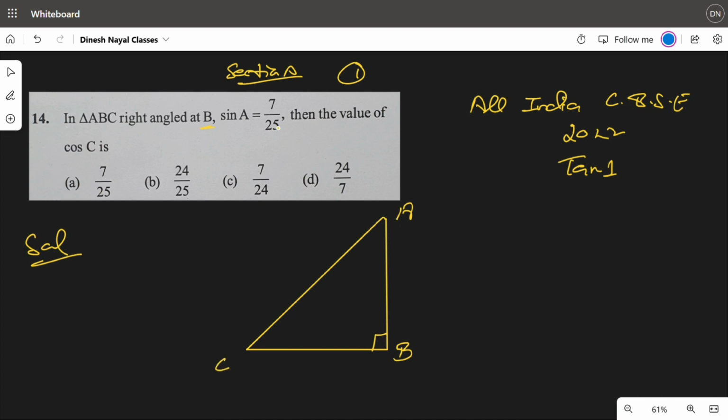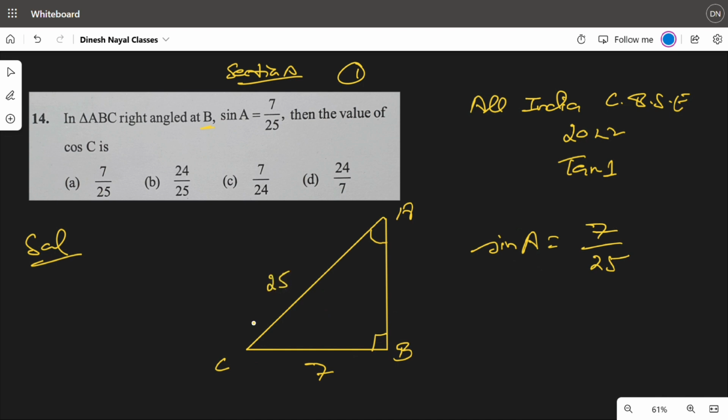We have sine A equals 7 by 25, and we need the value of cos C. Now see, they have taken a different angle, sine A. When you are taking this angle, we know that AC will be the hypotenuse, CB will be the perpendicular, and AB will be the base. So sine A is 7 by 25. So we can directly take the ratios, taking this side as 7 and this side as 25.